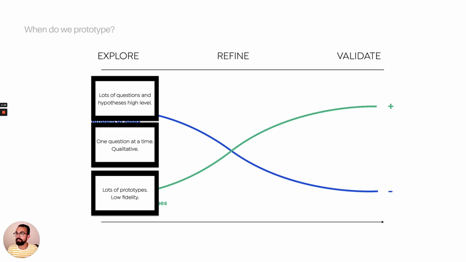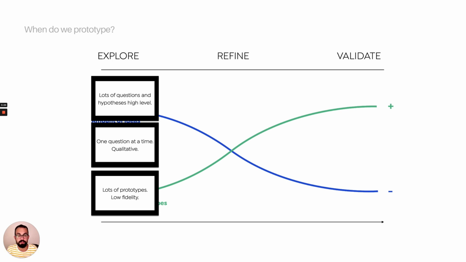So the first part is when we're in an exploratory stage, we want to really ask a lot of questions. We're trying to explore, understand, and so the hypotheses we have at this point are going to be really high level. When it comes to measuring, we're going to look at one question at a time, and the data that we're going to be collecting here is more qualitative. There are going to be a lot of different prototypes, and the quality or the fidelity of those prototypes isn't going to be very strong, right? It's not going to be well done, with a lot of color and all of the text that we're going to use.